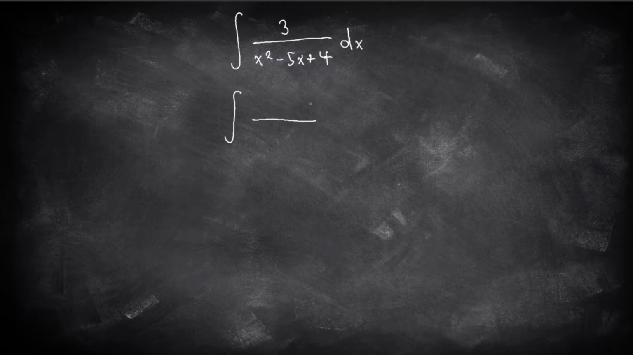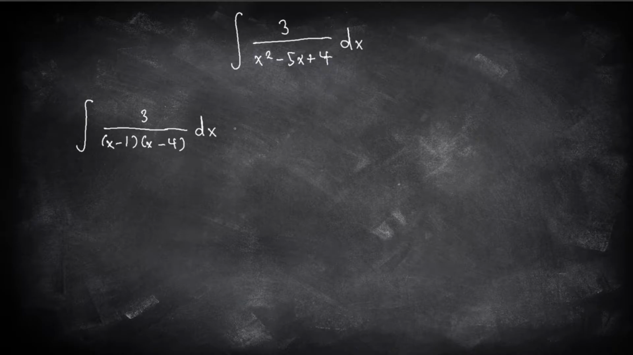Let's say we want to find the integral of 3 divided by x squared minus 5x plus 4. Usually when you're dealing with partial fractions, there are polynomials on the bottom, because those are easy to factor. So factoring the denominator, we have x minus 1 and x minus 4, 3 dx. Okay, so what we want to do from here is split them up.